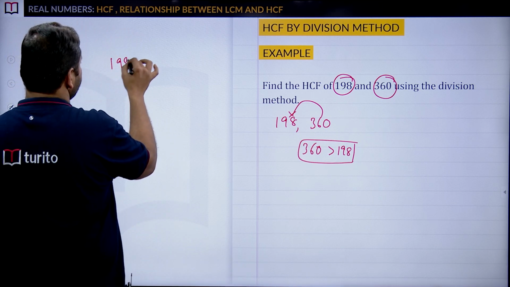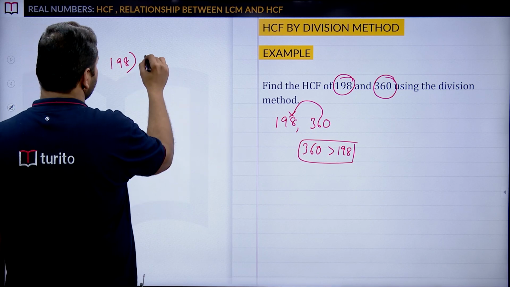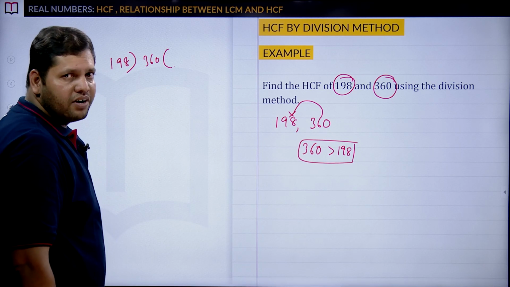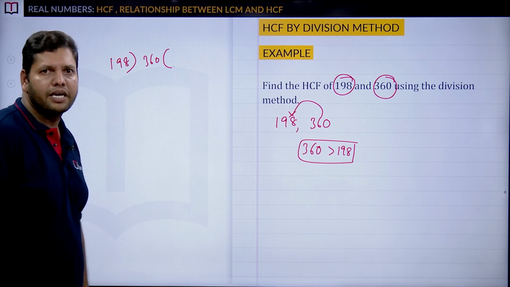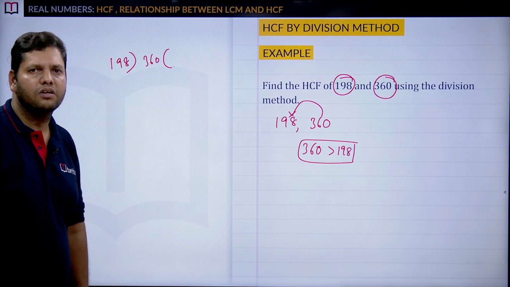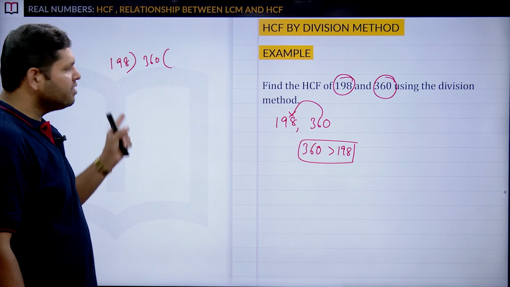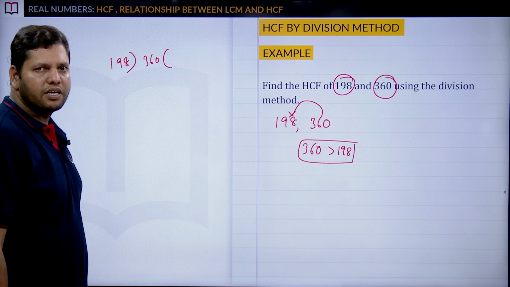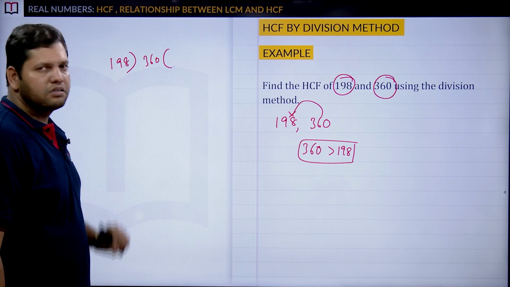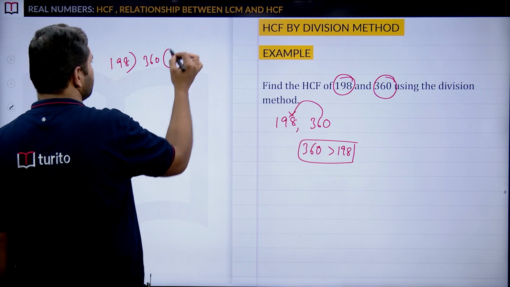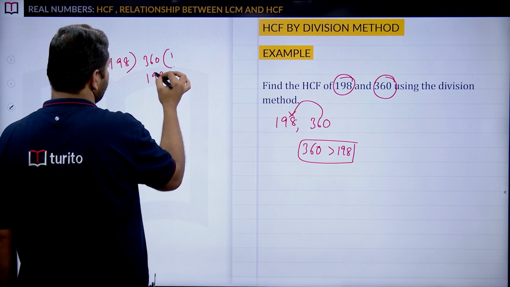So take 198 as the divisor, and take 360 as a what, children? Dividend. Now tell me, 198 how many times can we take? Close to the value or equal to the value? 1 time or 2 times? 2 times means you will get 396, something like 400. But 400 is greater than this number, so we cannot take it. So we can take only 1 time, children. So 198 ones are 198.